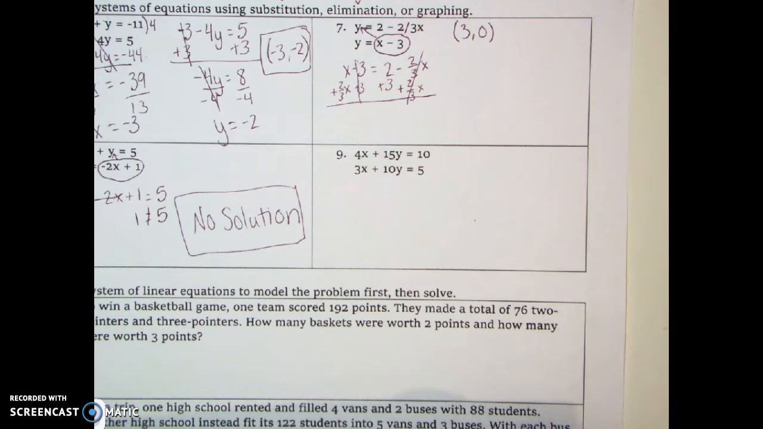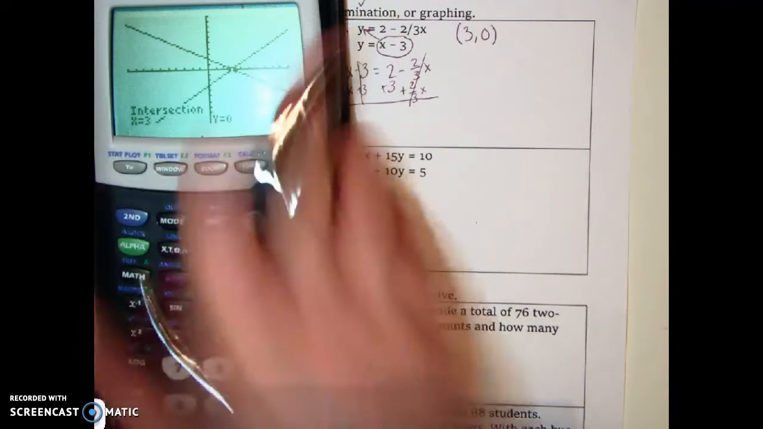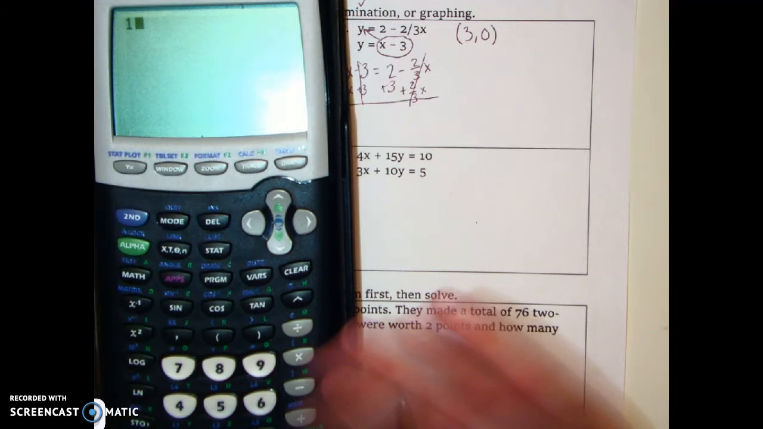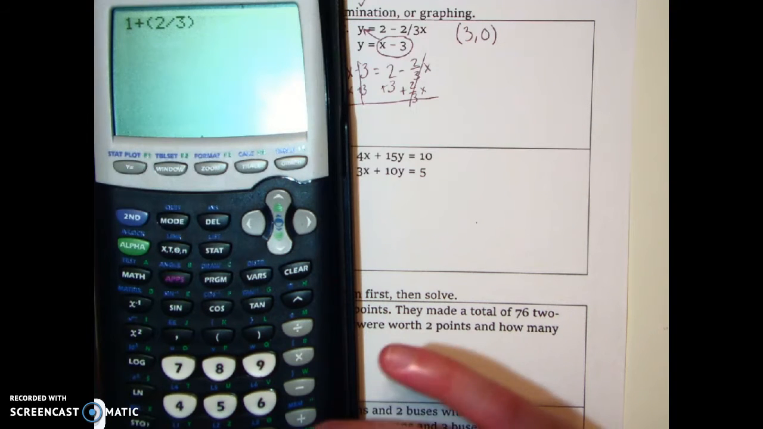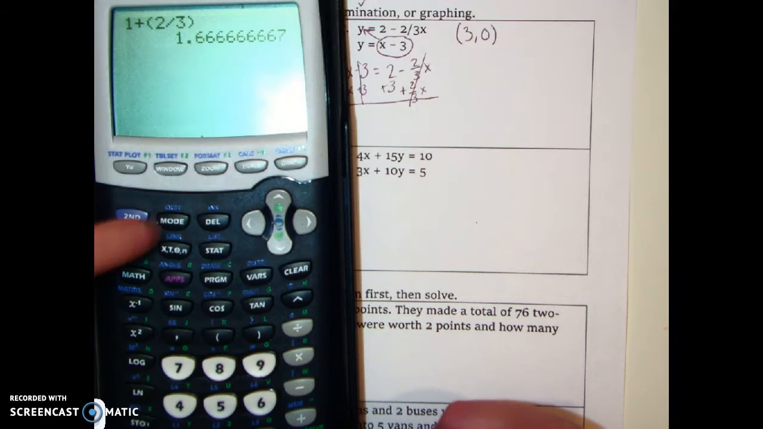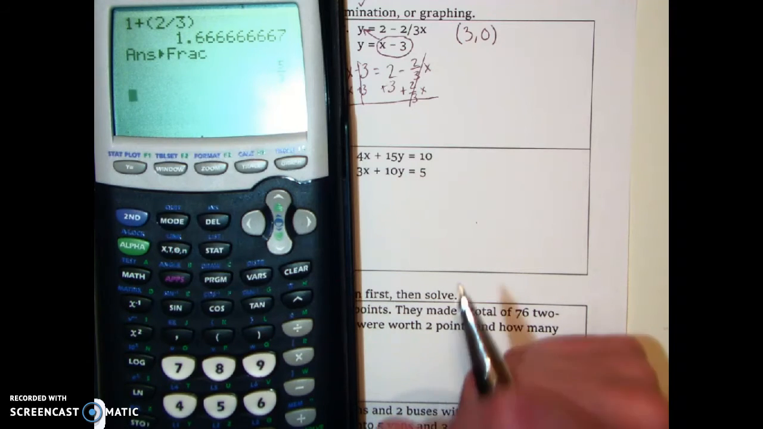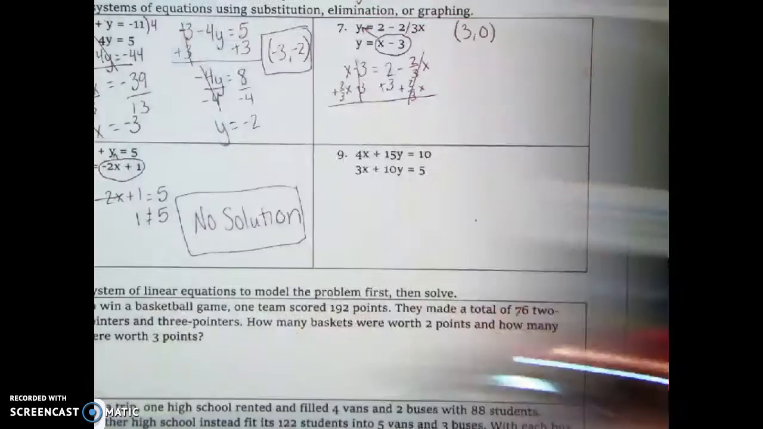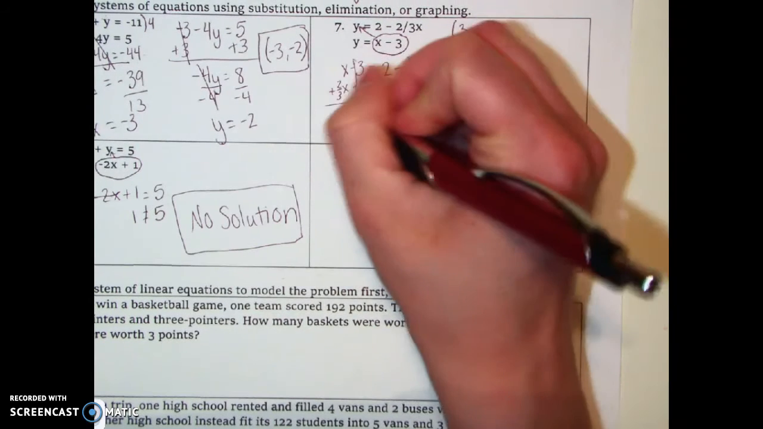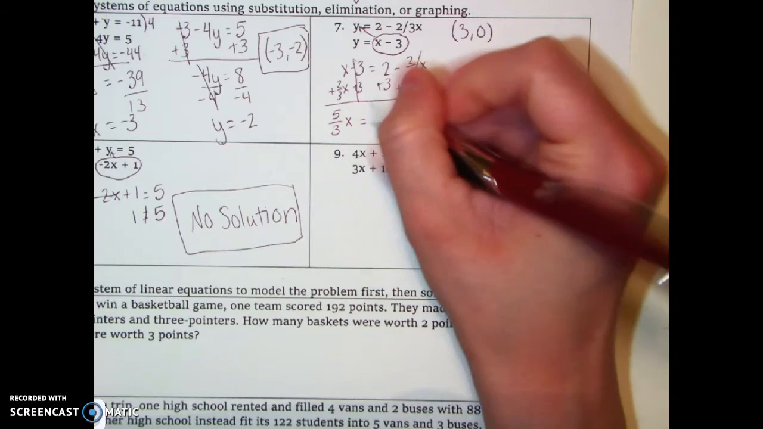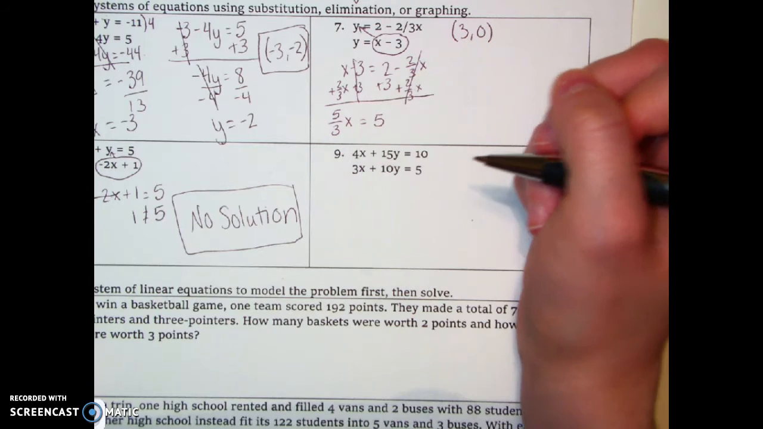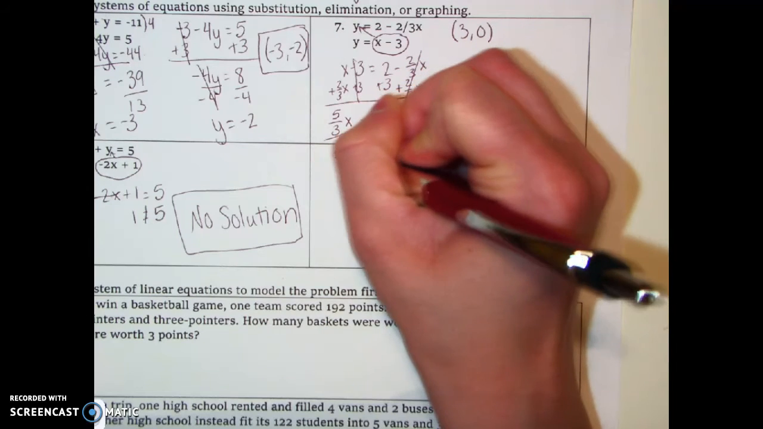So 1 plus 2/3, you can put this in your calculator. 1 plus, put the 2/3 inside parentheses. And then to change that to a fraction, hit math, enter, enter. So that's 5/3. So now I have 5/3 x equals 5. Divide both sides by 5/3.